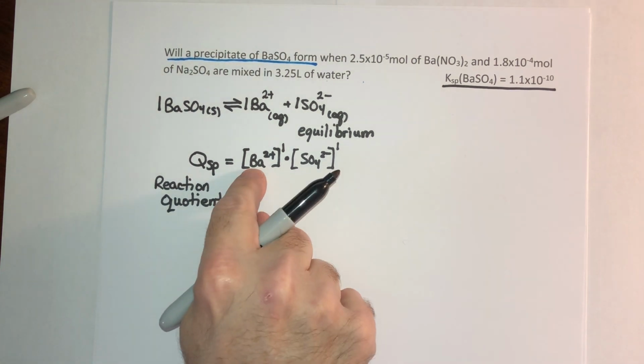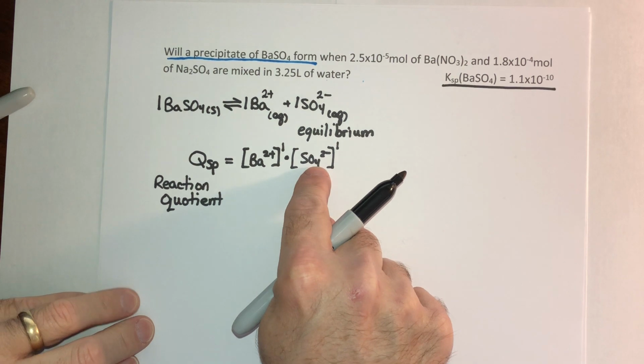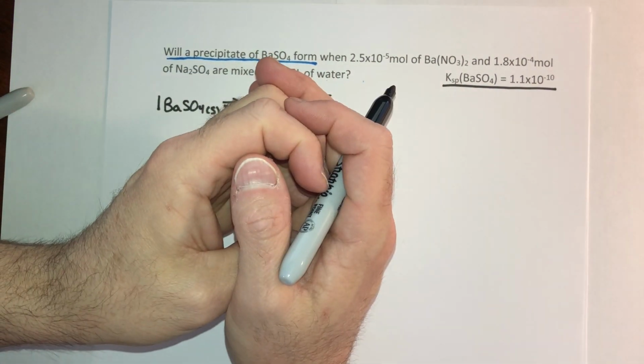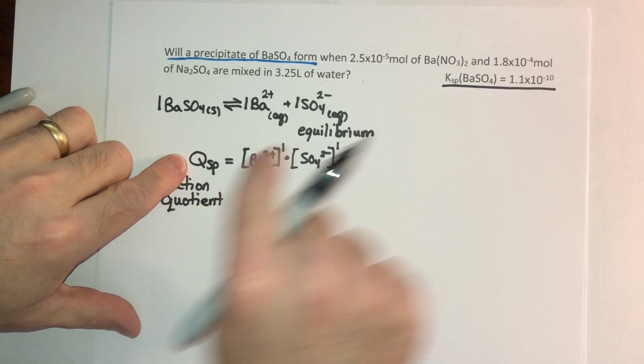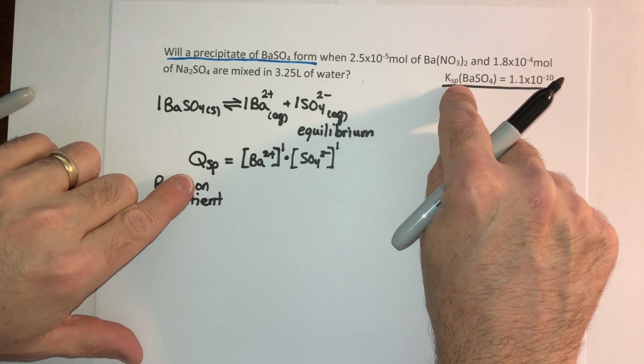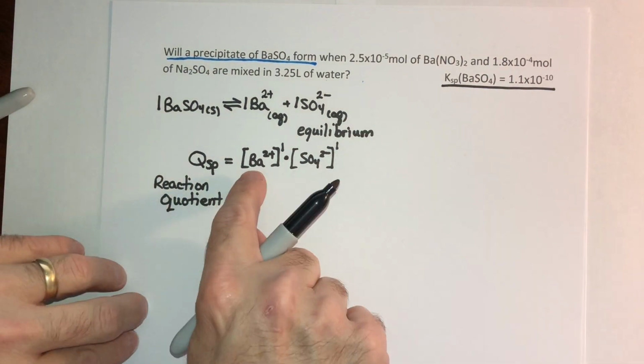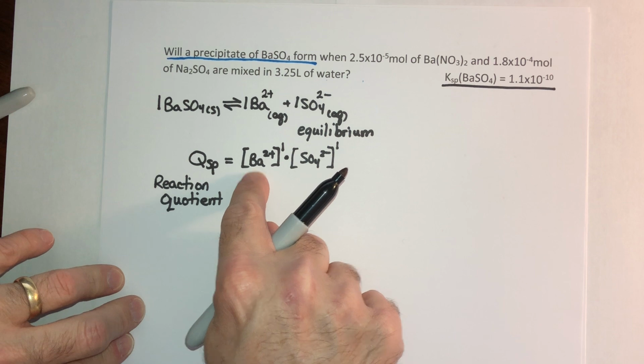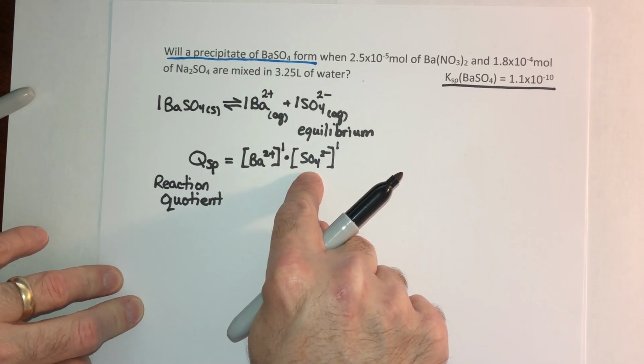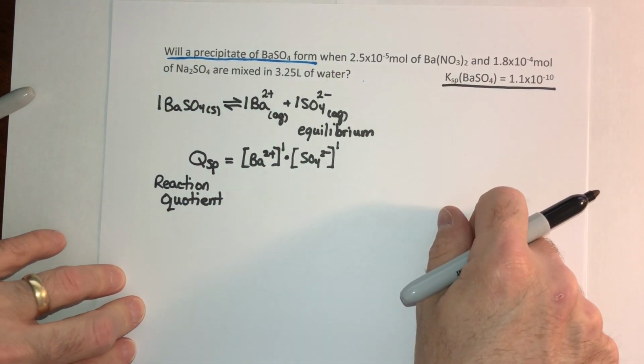Now, if I know the value of this concentration and I know the value of this one, I'll multiply them together, find the value of Q, and then compare it to the K. Okay, so for this problem, all I need to know is how much barium 2 plus do I have and how much sulfate 2 minus. So let's talk about the sources.